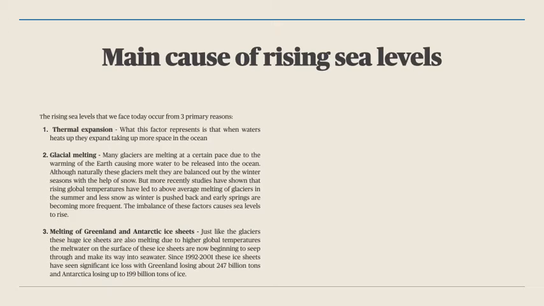Many glaciers are melting at a certain pace due to warming of the earth, causing more water to be released into the ocean. Although naturally these glaciers melt, they are balanced out by winter seasons with the help of snow. But more recently, studies have shown that rising global temperatures have led to above average melting of glaciers in the summer and less snow as winter is pushed back and early springs are becoming more frequent. The imbalance of these factors causes sea levels to rise.